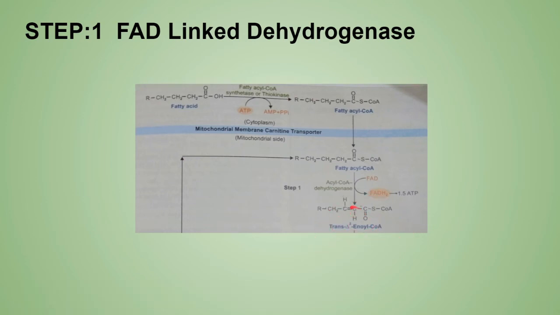Why enoyl? Because, as you can see, there is a double bond between 2 carbon atoms. That's why enoyl, and the trans form of that, so the trans-enoyl-CoA. Now, for simplification, let me tell you that in step 1 there is FADH2 formation, and in step 3 there will be NADH2 formation, so it will be easier for you to remember.